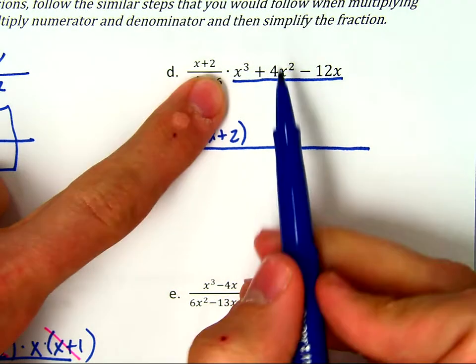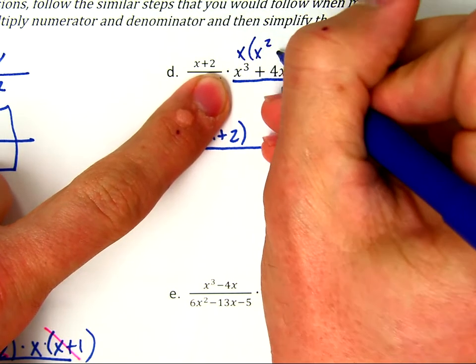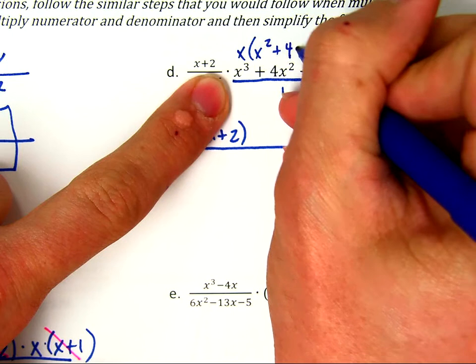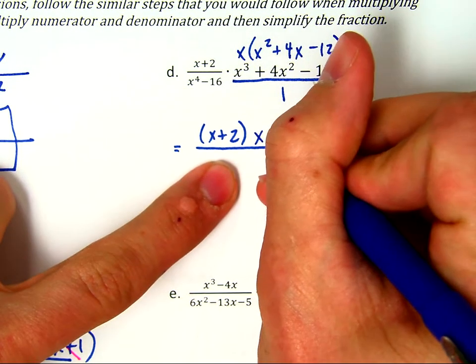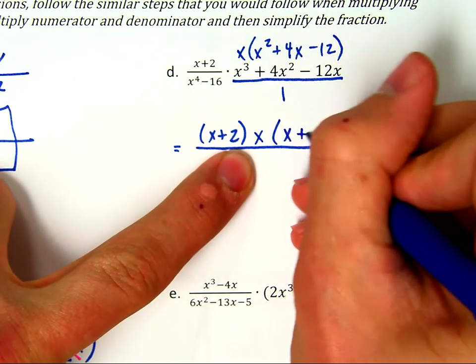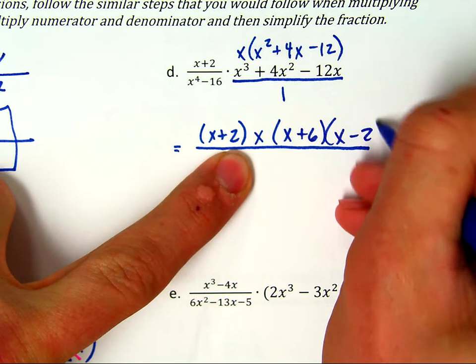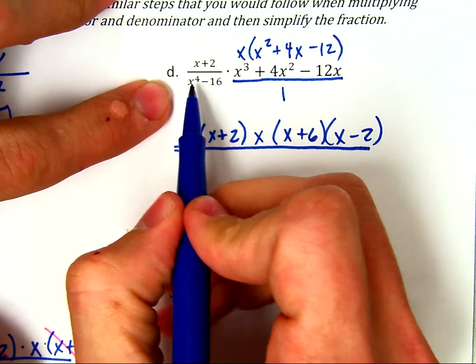So this one, I want to go and factor out the GCF up here. I got x squared plus 4x minus 12. And so that way I can go ahead and put the fully factored form down here. So I bring down the GCF. All right, then I get x plus 6, x minus 2. The denominator, right? So x to the 4th minus 16, all right?